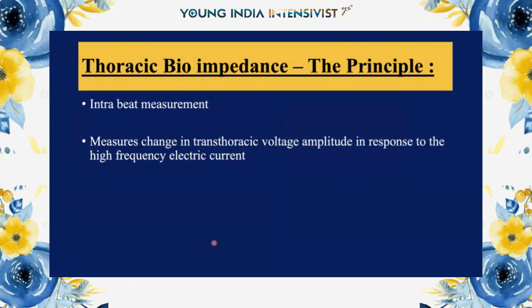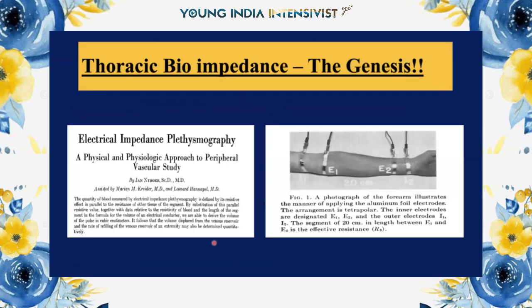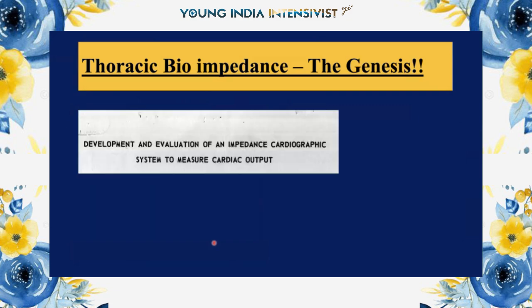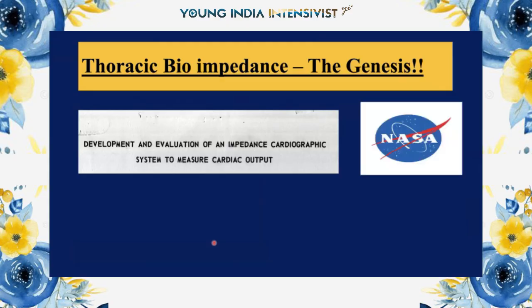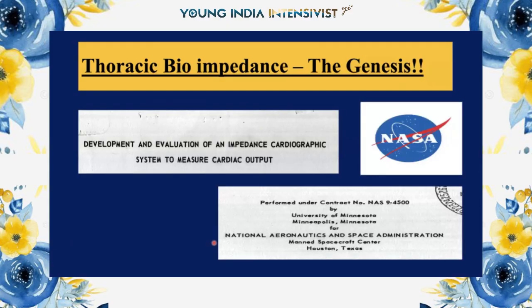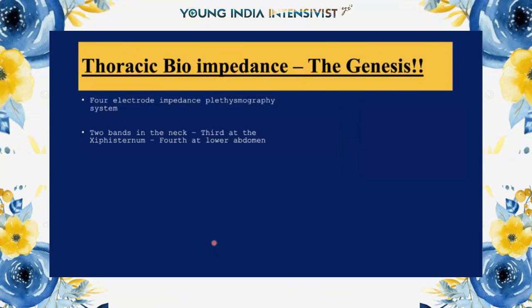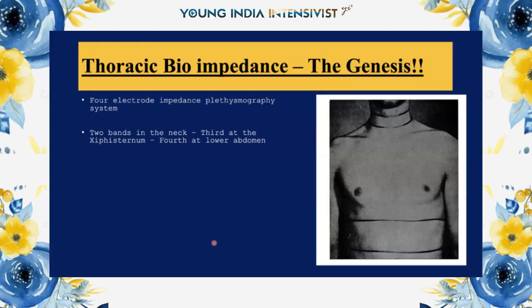So here it measures the change in the thoracic voltage amplitude in response to the high frequency electric current. It starts way back in 1960. The first usage of the impedance cardiographic measurement of cardiac output starts with the National Aeronautics and Space Administration in Houston, Texas. What they have done is they have used 4 electrodes: 2 bands in the neck, the third at the xiphisternum, and the fourth in the lower abdomen.